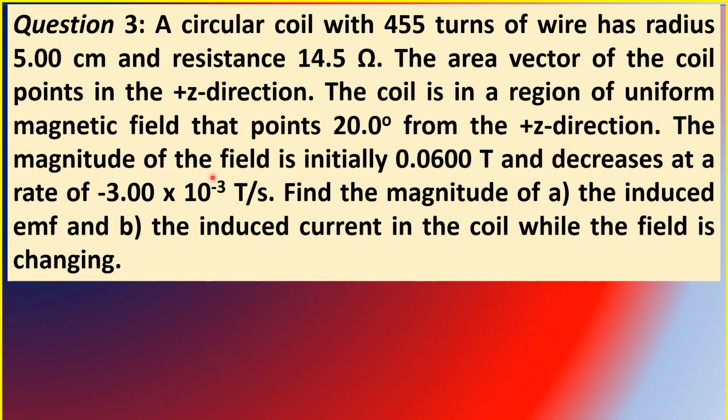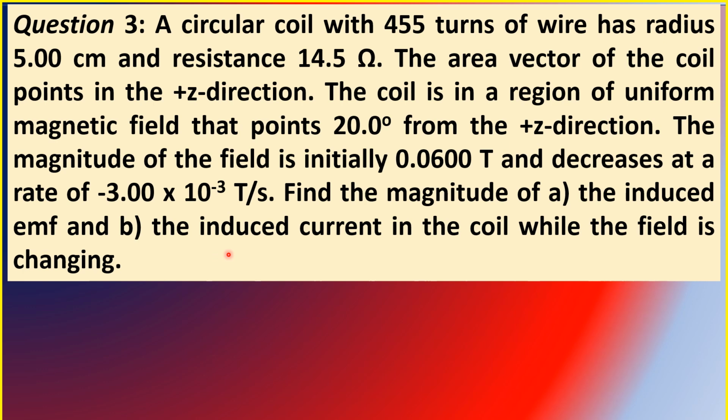The magnitude of the field is initially 0.0600 Tesla and decreases at a rate of negative 3.00 times 10 to the negative 3 Tesla per second. Question is, find the magnitude of letter A, the induced EMF, and letter B, the induced current in the coil while the field is changing.